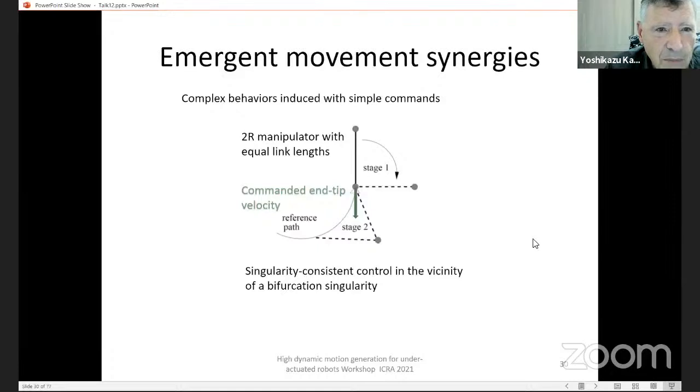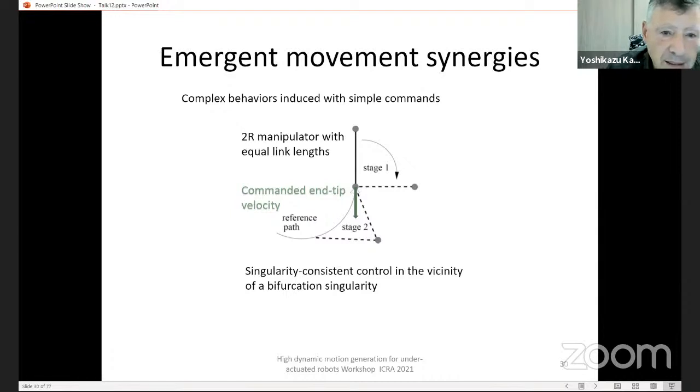So I want to talk about emergent movement synergies and explain with a simple example, again with this 2-arm manipulator example, to show you what is behind these simple synergies: that we want to generate a complex motion with a simple command. This is the main point.